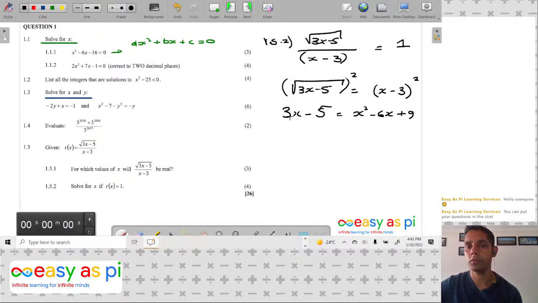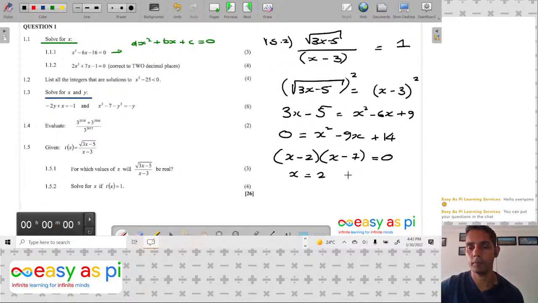I can then take this 3x minus 5 across, so I'll get 0 is equal to x squared minus 6x minus 3x gives me minus 9x. And then 9 plus 5 gives me 14. Right, I've got a quadratic, so in this case, what do I do? I factorize. And in this case, I could say x minus 2 into x minus 7 is equal to 0, and in this case I get x is equal to 2, or x is equal to 7.